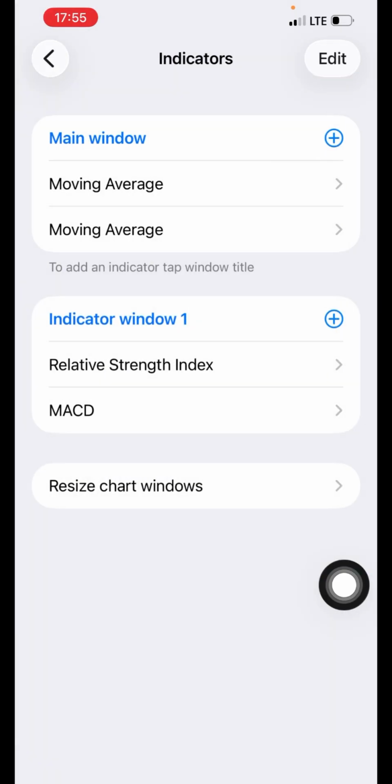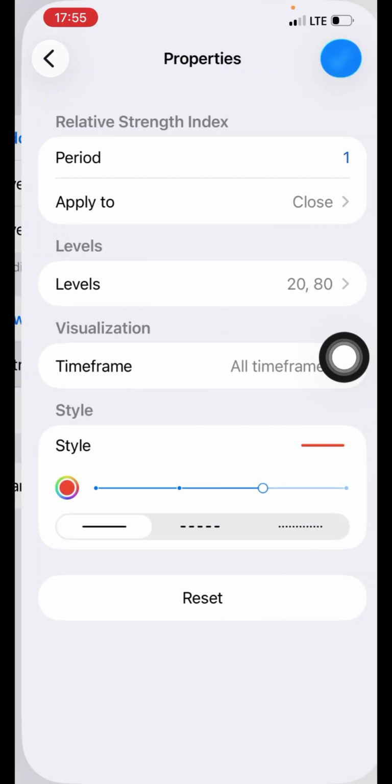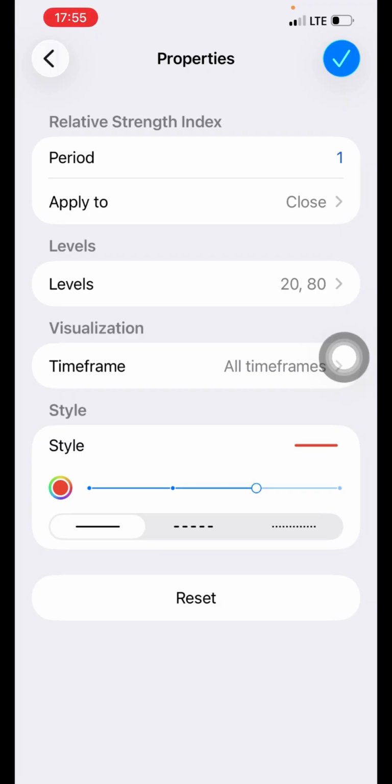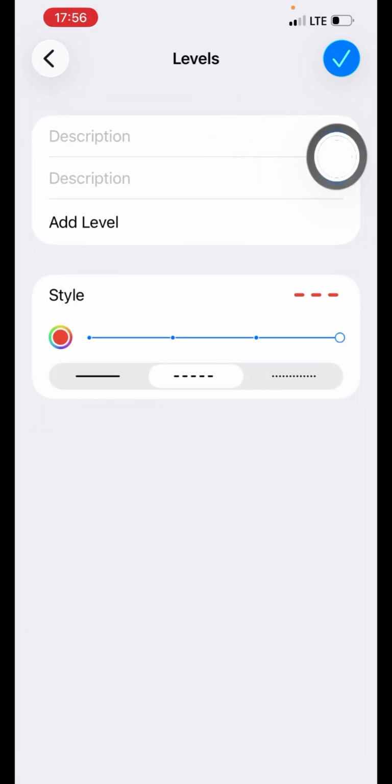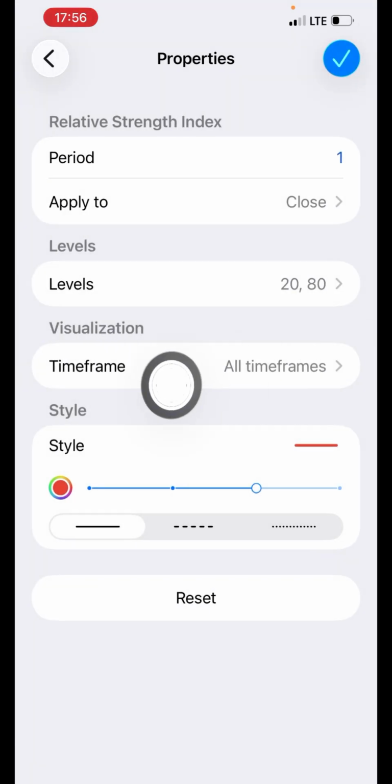Then we have relative strength index as our next indicator. You are going to be clicking on the main window plus icon again. You search for relative strength index. These are the properties for the relative strength index. The period is 1, apply to close. The level, you make it 20 and 80. Color is red, 4 pixel, you click on done. The time frame, you leave it at all time frames. Style, you make it color red, 3 pixel, you click on done.